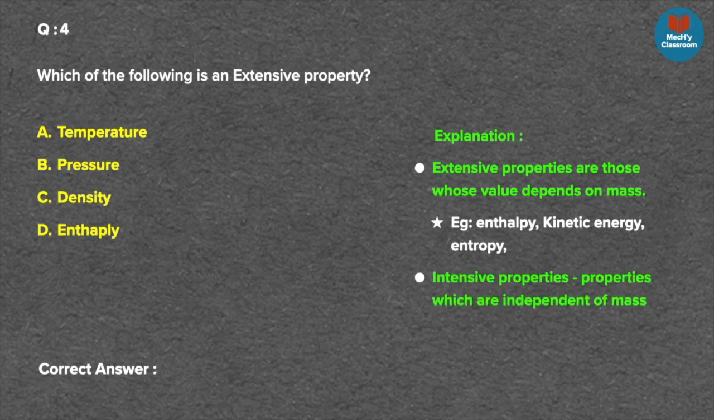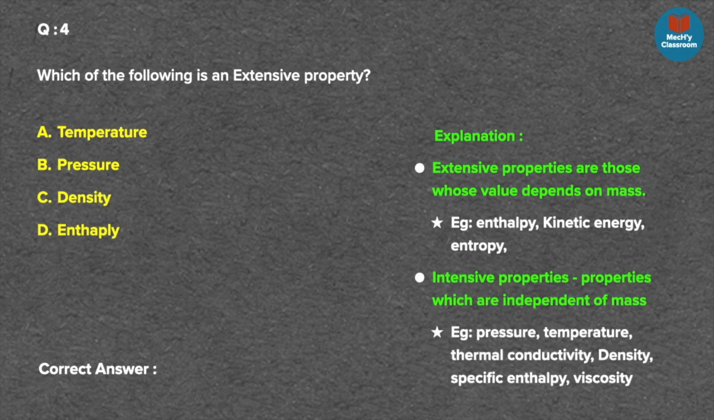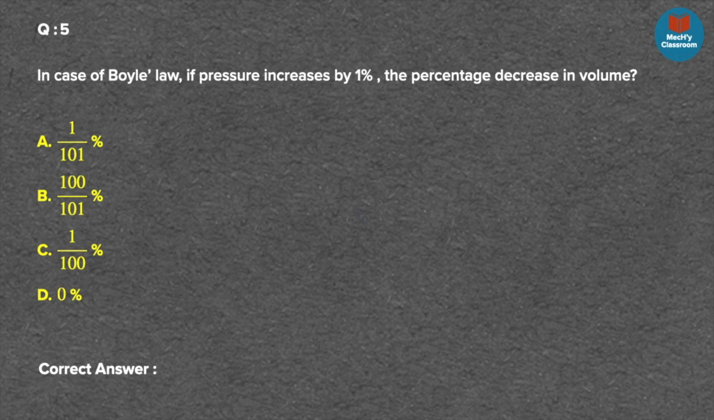What is intensive property? Intensive properties are those whose value is independent of mass. Examples are pressure, temperature, thermal conductivity, density, specific enthalpy, viscosity. For question number 4, answer is option D, extensive properties, enthalpy. Moving to the next question.